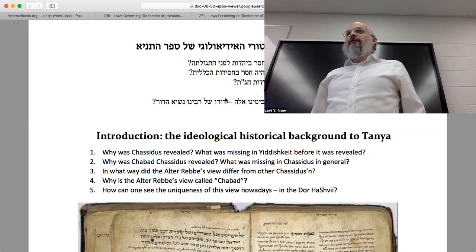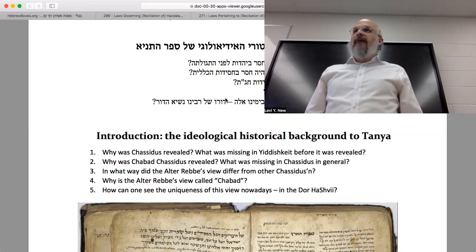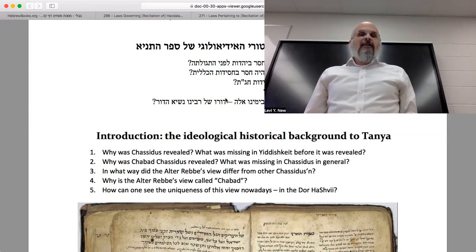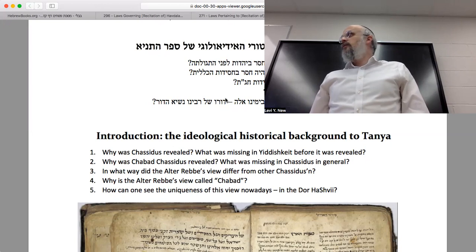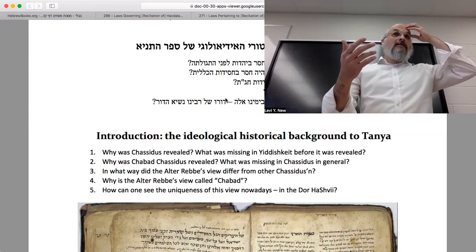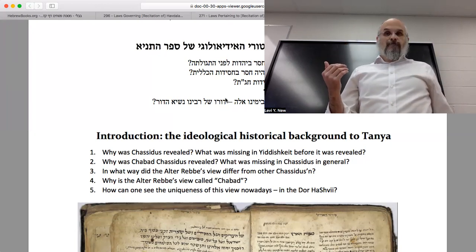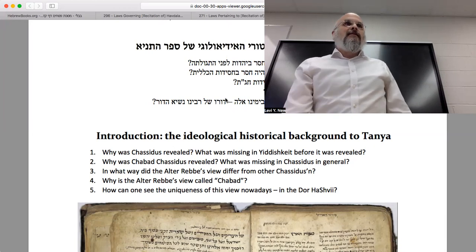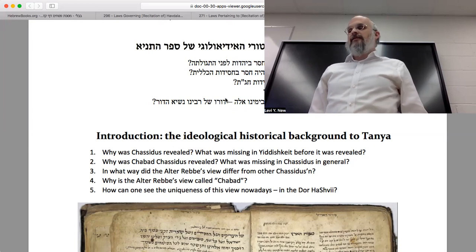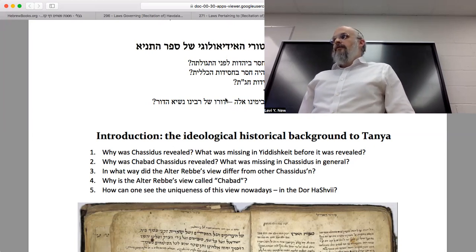So to start with, we're going to do an introduction. You can see on the page I wrote there 5 questions that we need to ask ourselves before we start learning Tanya. As you can see, it says there, introduction, the ideological historical background to Tanya. Do you guys know what the word ideological means? The word ideological comes from ideas. Historical comes from history. History is the discussion about past events, and ideology is the study of ideas. Follow? People study ideas, ideas and ways of thinking.